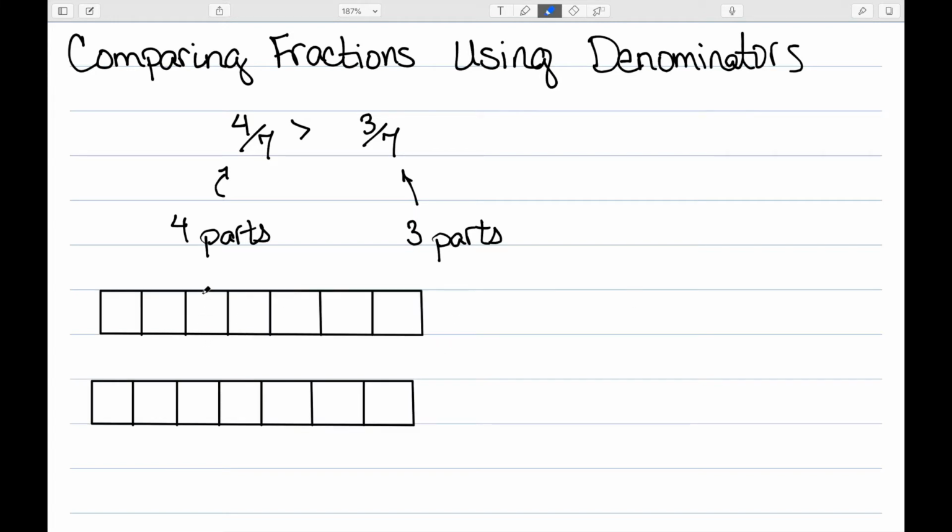To use the visual, here I have 2 bars that are each broken up into sevenths. One has 4, while the other one has 3 parts. So we can see that this one has more total shaded. So we have more of this bar than we do of this bar. So 4/7 would be greater than 3/7.